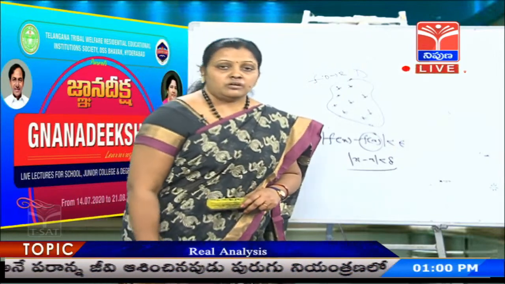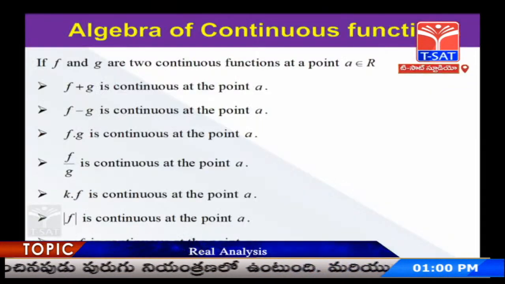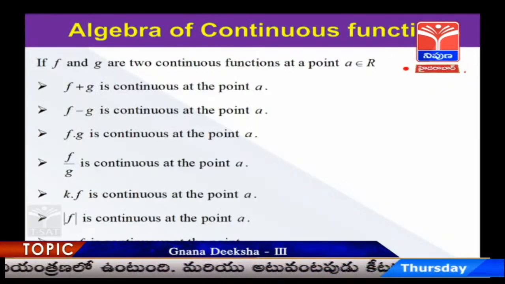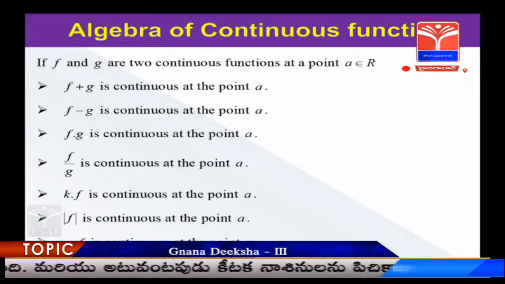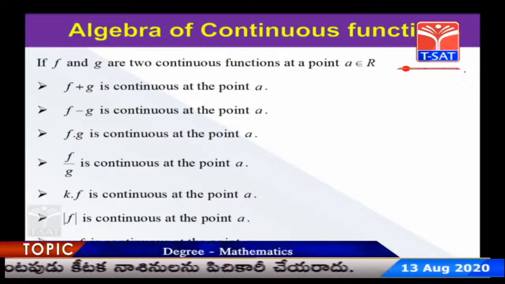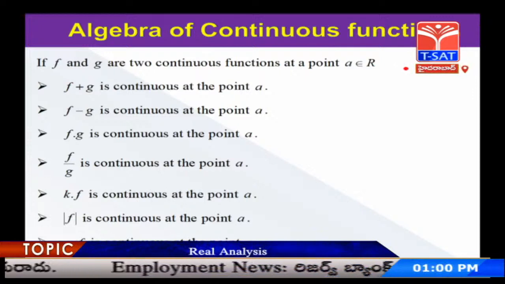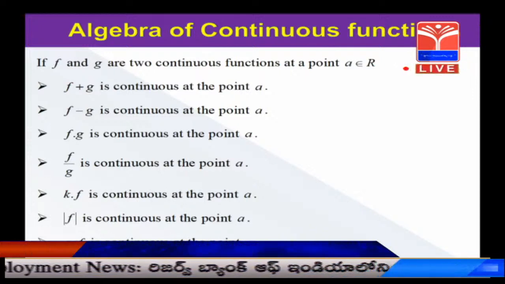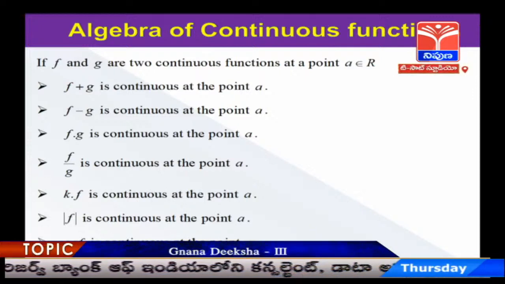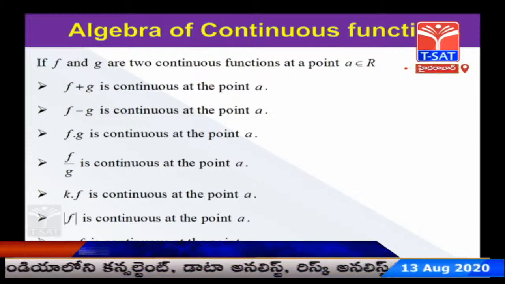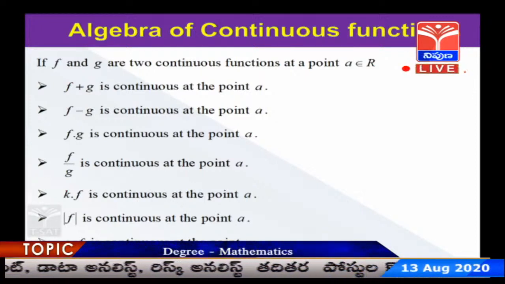Now coming to the algebra of continuous functions. Let us take f and g as two continuous functions at a point a. Then certain conditions are satisfied by both f and g, by taking algebraic properties.